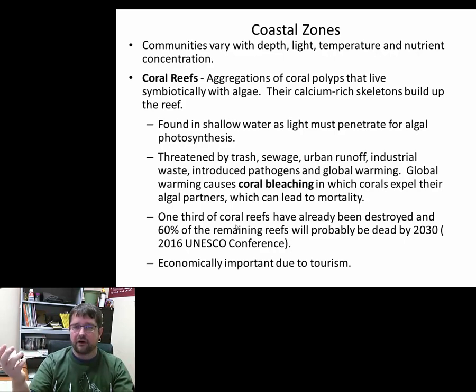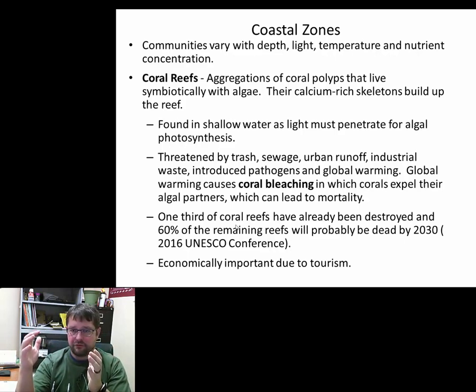This is the highest species diversity in these two regions, yet it's also regions that we destroy pretty often. Okay? About 1/3 of all the coral reefs on the planet have been destroyed. And the estimate by UNESCO in 2016 would be that about 60% of what's remaining will be dead by 2030. Okay. So 1/3 is already gone, right? And then 60% of the 2/3 that is left will be gone by 2030. Okay.